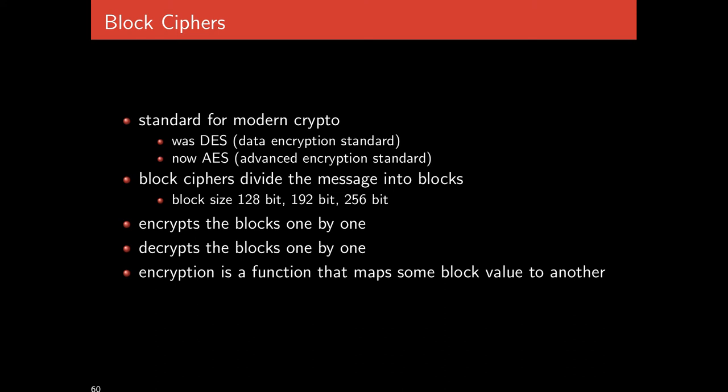And there might be one block at the end that's shorter than a full block. You just pad it with zeros to the end of the block. And then you go through and you encrypt all the blocks. And then to decrypt them, you decrypt all the blocks.